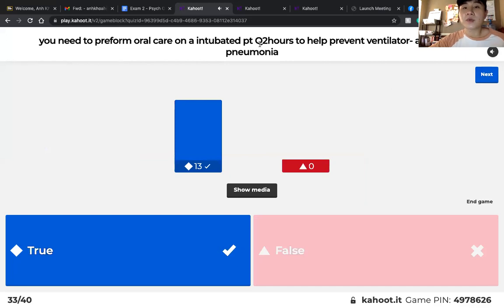Awesome. So just remember, every 2 hours, we do oral care for a ventilated patient. Every 1 hour, we check the respiration, assess their respiratory status. Okay. So 2 hours for the mouth, every 1 hour for the lungs.